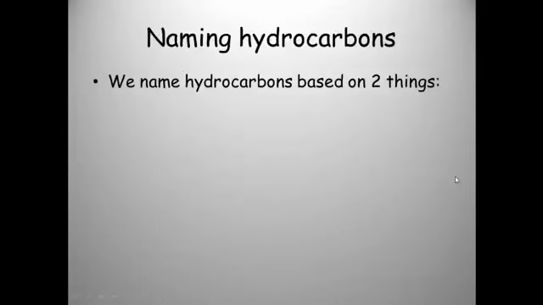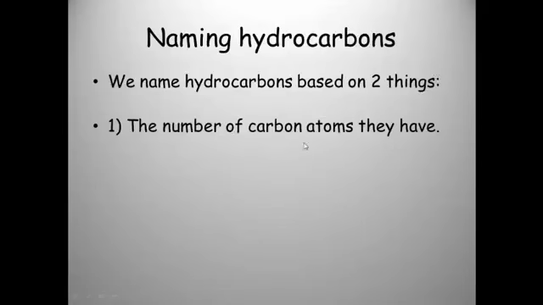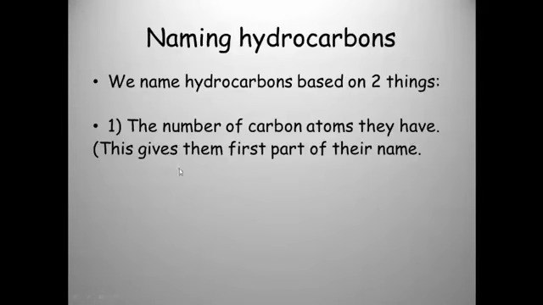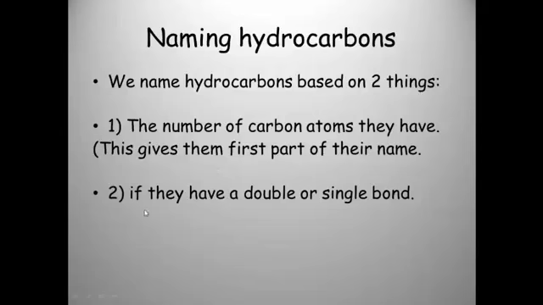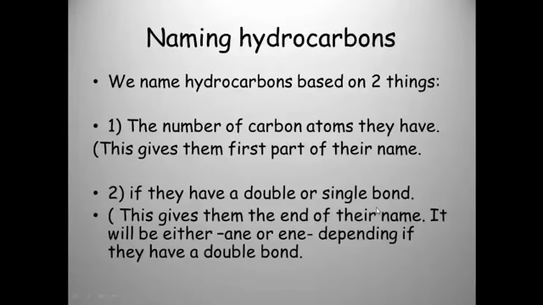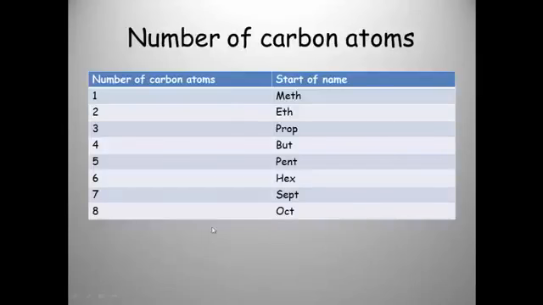So when we name these hydrocarbons, they're based on two things. First of all, it's based on the number of carbon atoms they have, which gives them the first part of their name. And if they have a double or a single bond, which gives them the last part of their name. So it's either going to be ane or it's going to be ene. Now, let's look at this. The start of the name is all based on this. So if it has one carbon atom, it's going to start with meth, 2 eth, 3 prop, 4 but, 5 pent, 6 hex, 7 hept, and 8 oct. I don't think you need to go above that.